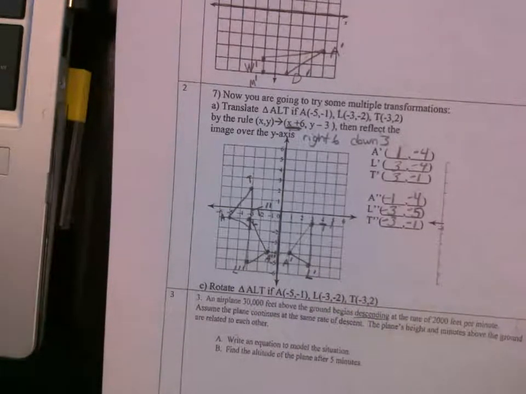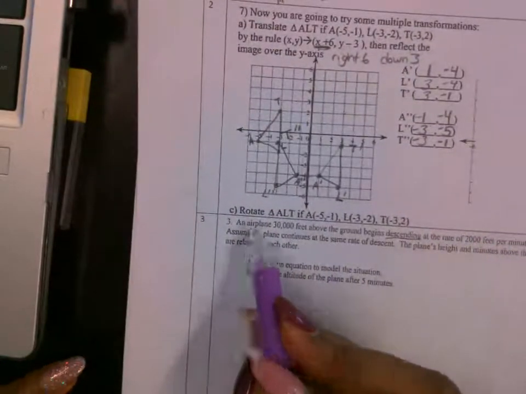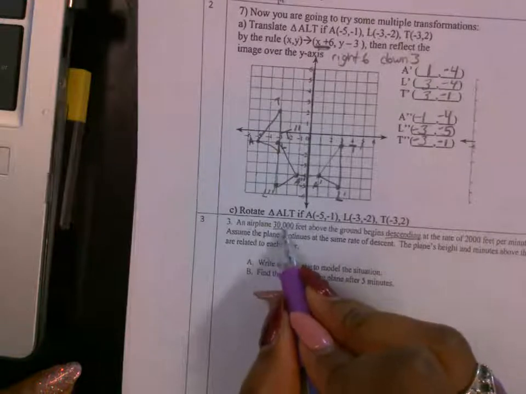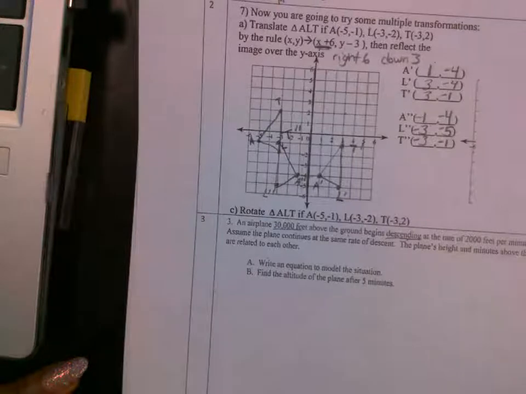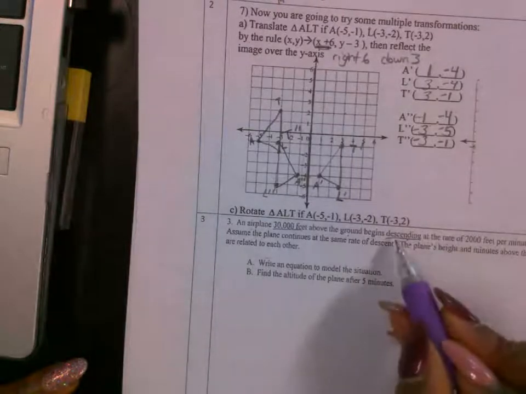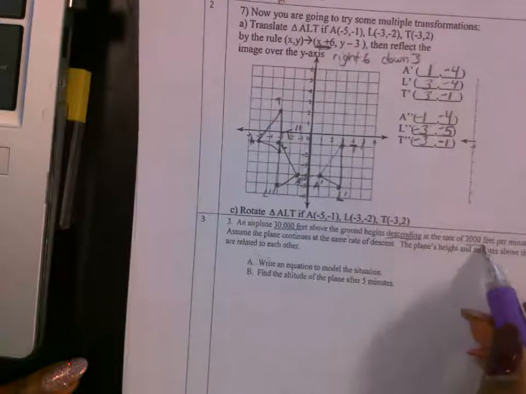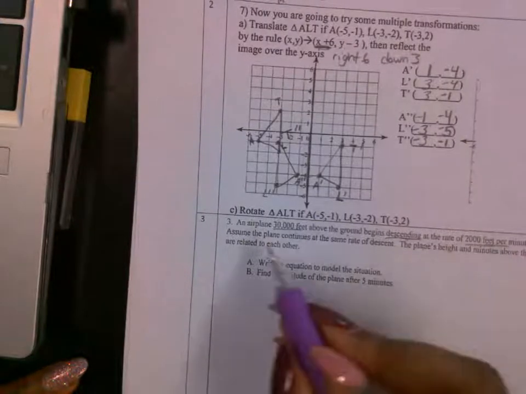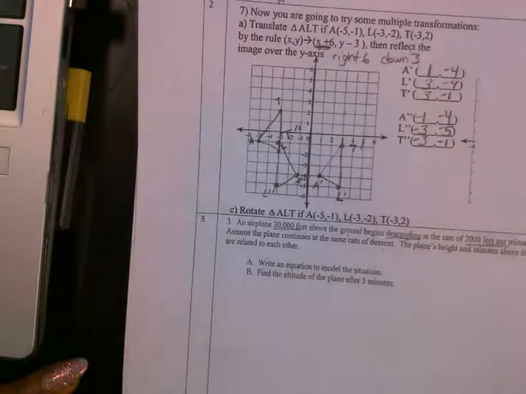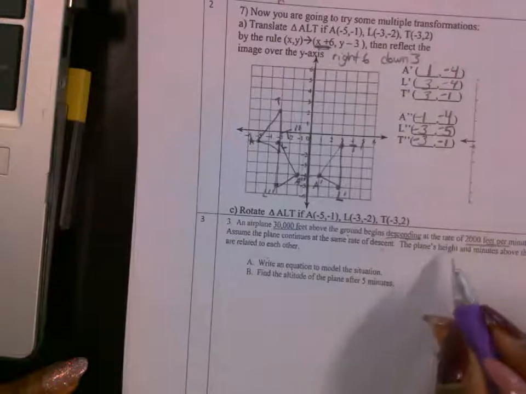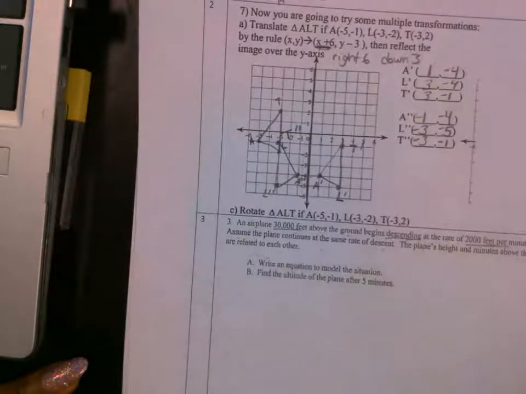Okay? Let's look at number 3. An airplane 30,000 feet above the ground descends. So it's 30,000 feet above the ground. Descends, that means it starts going down at a rate of 2,000 feet per minute. Okay? Assume that this continues at a rate of descent. So assume that it keeps going down at that same speed. The plane height and minutes above the ground are related to each other.